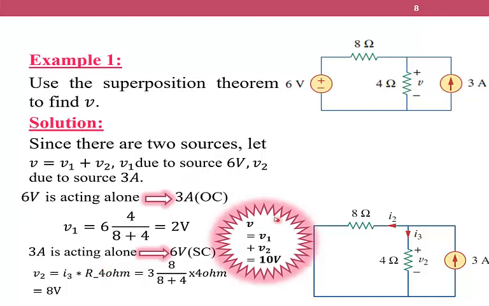After that, we are going to apply the algebraic sum: V total equals V1 plus V2. V1 is 2 volts, V2 is 8 volts, so the resultant is 10 volts.